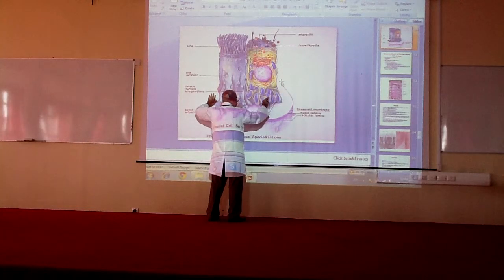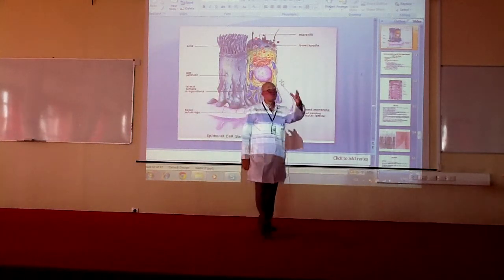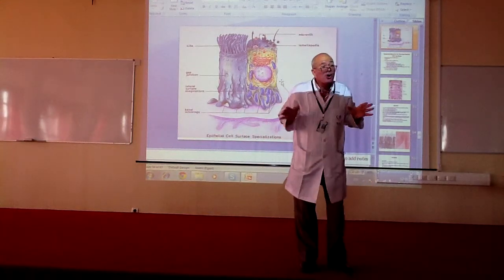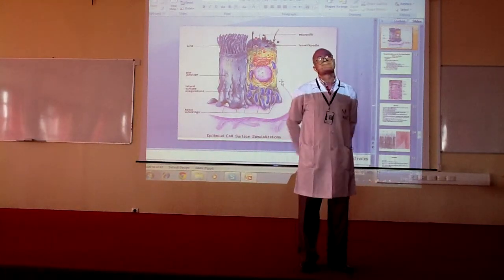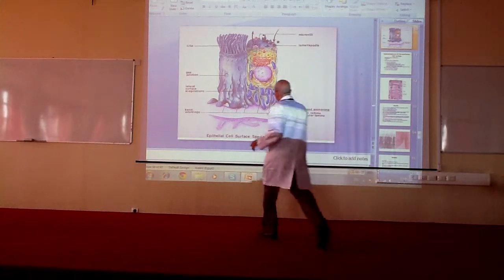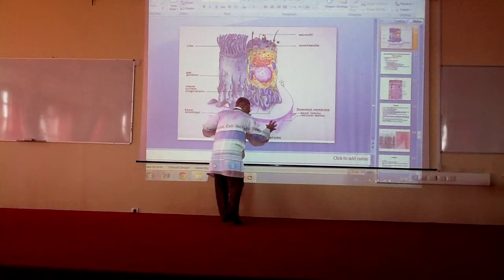What is in the space of the basal infolding? Mitochondria. What do we call this? Basal infolding containing mitochondria. What is the function of this? Ion transport. You get the salts out together with water.